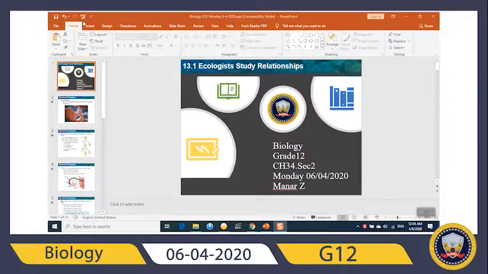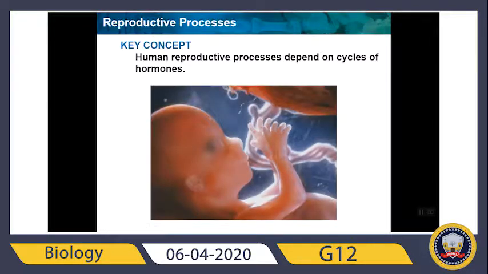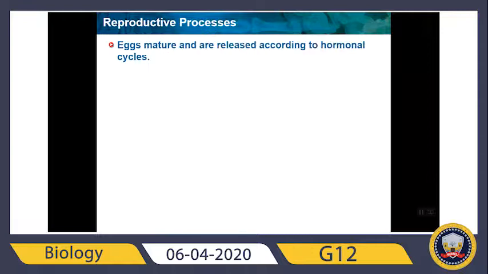Today's session, we're going to learn how the reproduction process occurs. Now, this is Biology, Chapter 34, Section 2. Now, the human reproductive process depends mainly on cycles and hormones. How does this happen? Now, we have two preparational modes before the actual fertilization.